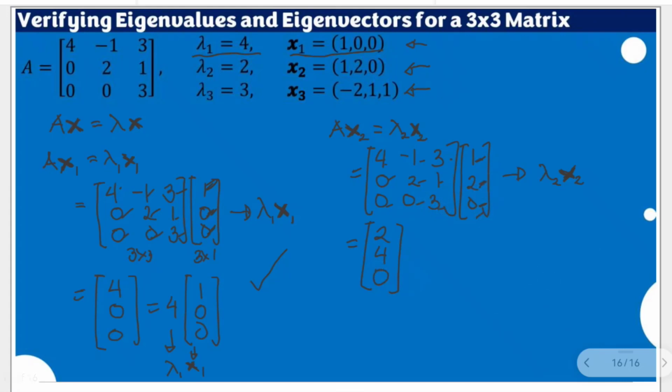Since our lambda is 2, take out that 2. We have here 1, 2, and 0. And noticeably, this is our lambda sub 2 times our same second vector. This means that lambda sub 2, which is 2, is your eigenvalue with the corresponding x sub 2 as our eigenvector of the same matrix. And let's finish this with our last set.